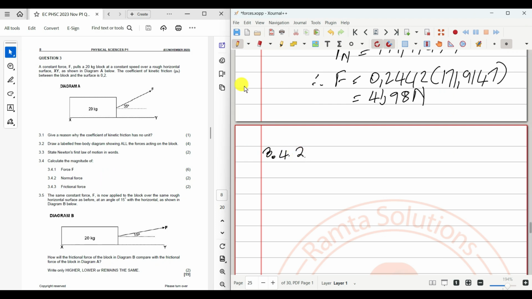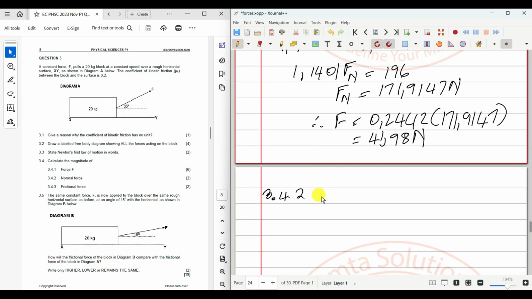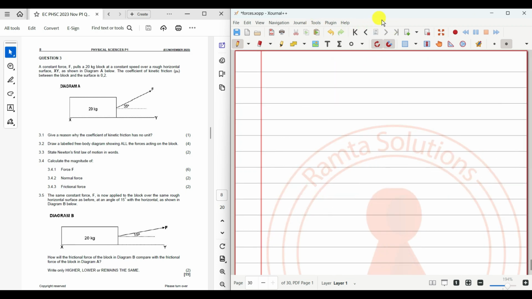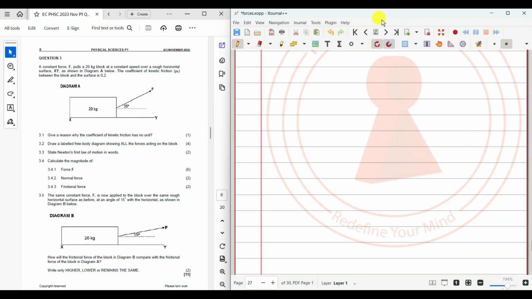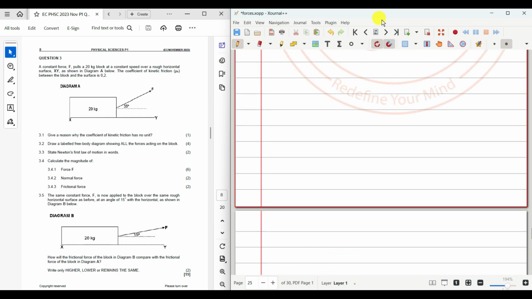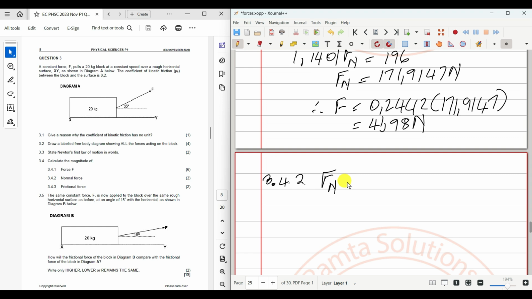3.4.2. What is the normal force? You see, we calculated it. The normal force is 171.91 newtons. I will say calculated at 3.4.1.